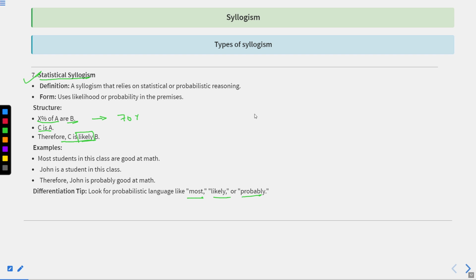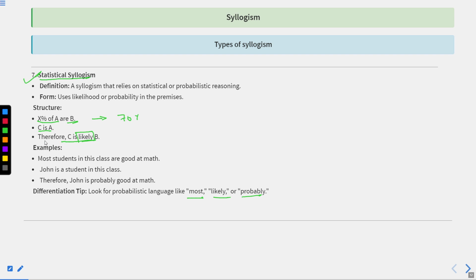What does that infer? That there will be a circle which is going to represent C, and there will be a circle which is going to represent A, and this is how it will look. That C is A. So all the attributes that A will have, C will obviously have. Now it is saying that 70% of A are B. Therefore, there are chances that C might also be B.